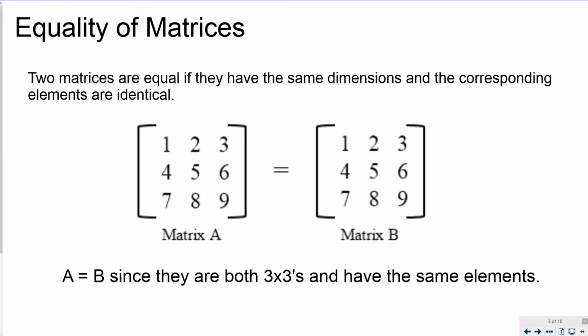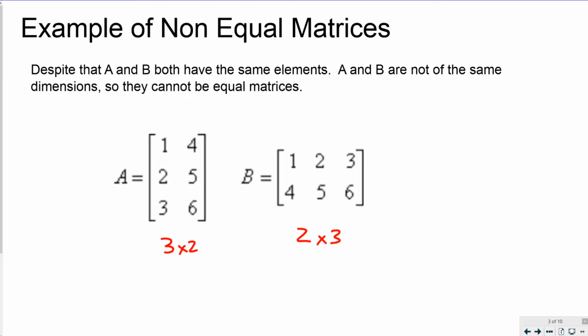So, the equality of matrices: two matrices are equal if they have the exact same dimensions and the exact same corresponding elements are equal. So, in this case, I know A is equal to B since they're both 3 by 3s and they have the same elements. In this example, despite the fact that A and B have the exact same elements, 1, 2, 3, 4, 5, 6, they are not of the same dimensions, so unfortunately, they can never be equal matrices.